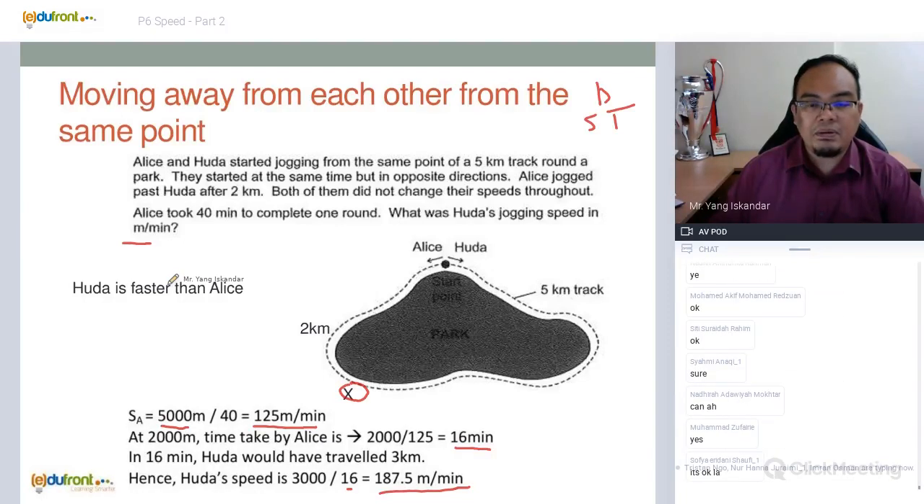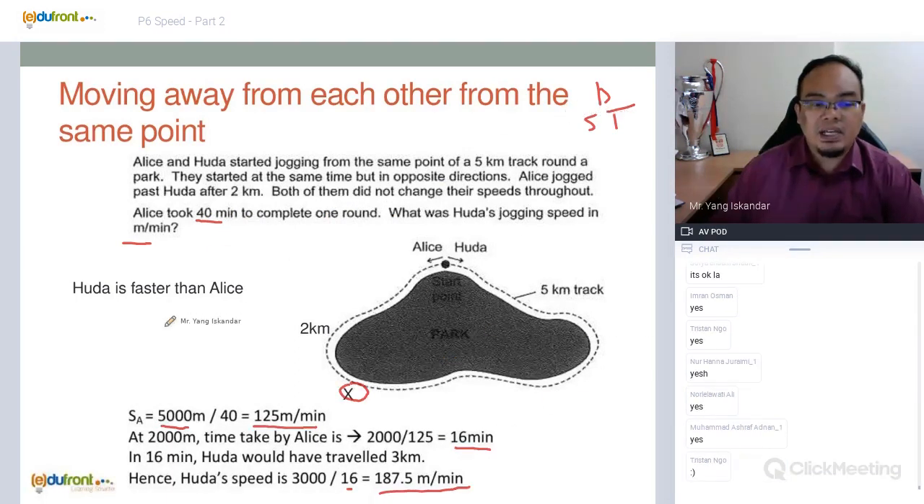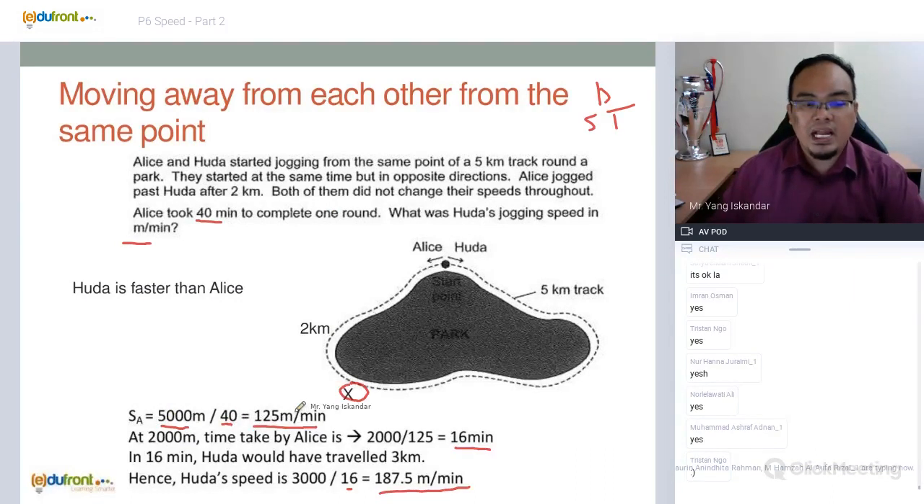Okay, so I repeat one more time. Since they tell you the time taken by Alice to complete one round, Alice took 40 minutes to complete one round. And one round we know is 5 kilometers or 5,000 meters. So the speed of Alice, speed is distance divided by time. Distance is 5,000 meters divided by the time taken, which is 40. You get 125 meters per minute, right? So this is the speed of Alice.